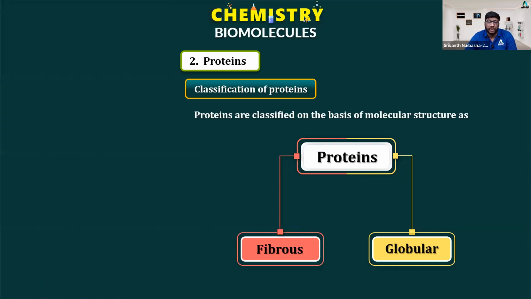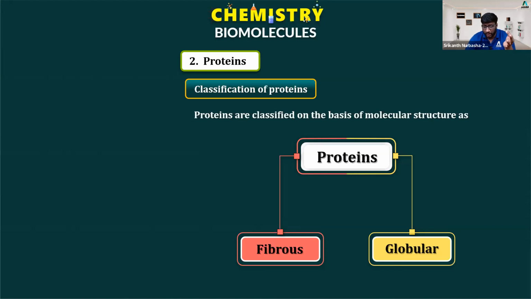Fibrous, by the name itself, you can understand it will have some fiber-like structure. And you can look at the examples of that category. The polypeptide chains are going to be running parallel to each other in fibrous proteins. And as an example, you can look at keratin. Keratin is mostly found in hair.